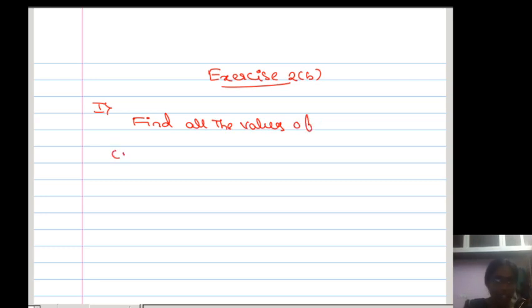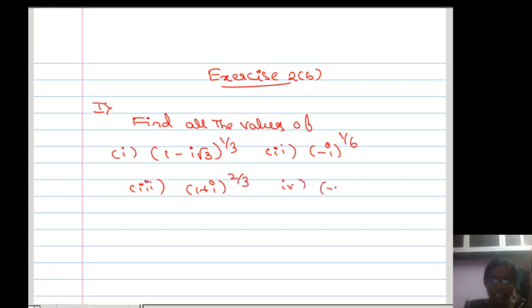He has given 5 questions. One of that: (1 minus i root 3) power 1 by 3. Next, the second one is (minus i) power 1 by 6. What is the third question? (1 plus i) power 2 by 3. Fourth one: (minus 16) power 1 by 4. Fifth one: (minus 32) power 1 by 4.